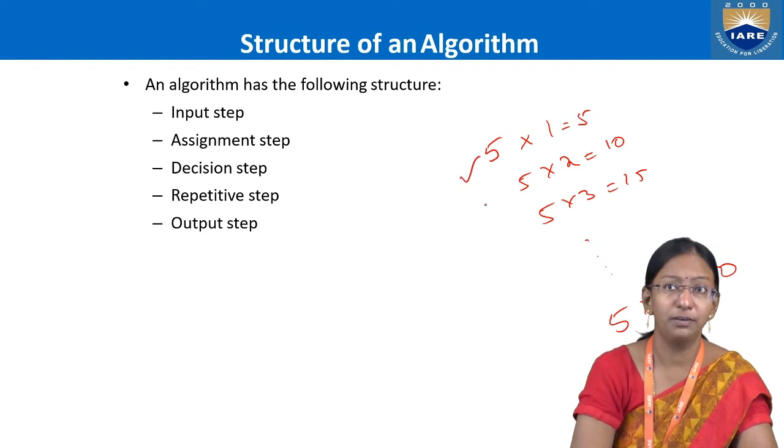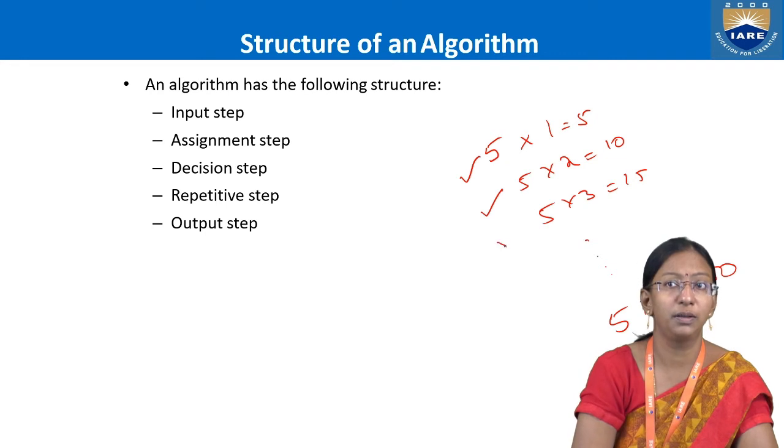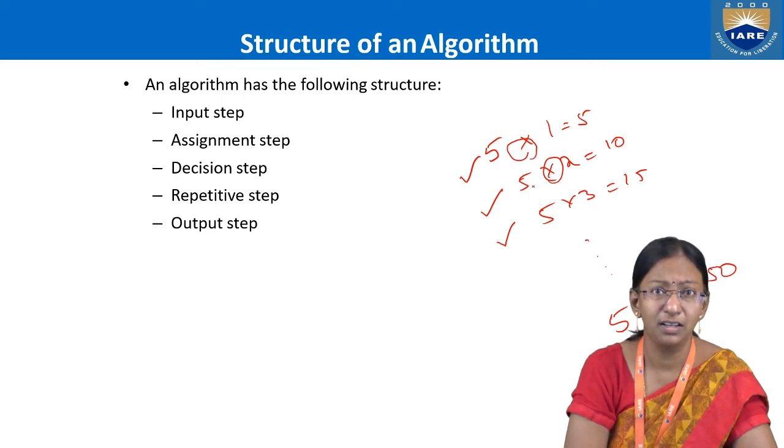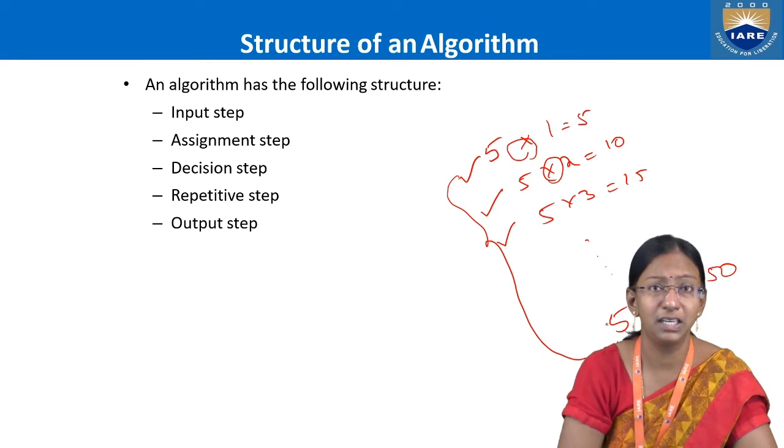For 5 ones are 5, the logic will be the same. For 2, the logic will be the same. What do you think? Are you doing the same operation or not? Are you doing the multiplication or not? Are you doing anything else? You are doing the same operation. But how many number of times? You are doing 10 times.